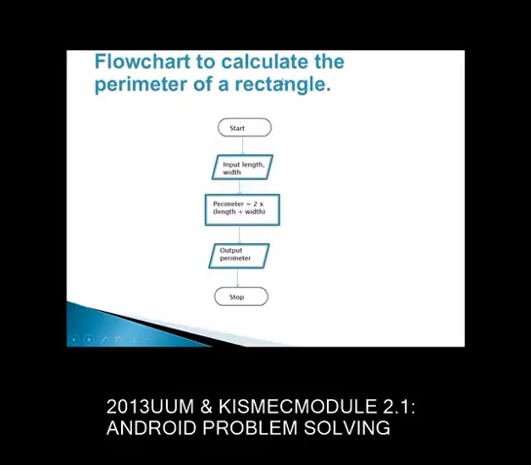So for example, calculate the perimeter of a rectangle. Start, input length, perimeter, this is the processing, this is the input, this is the output, and then stop. Alright, so this is by use of a flowchart. It is much shorter compared to the pseudocode.